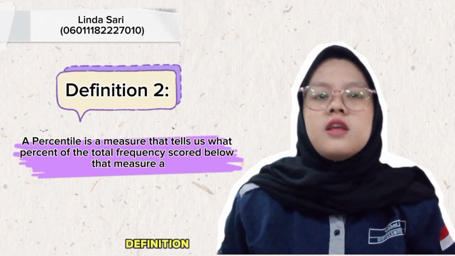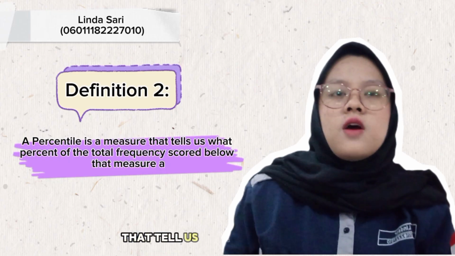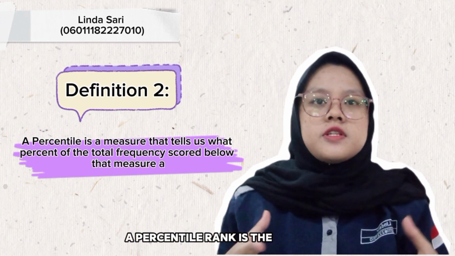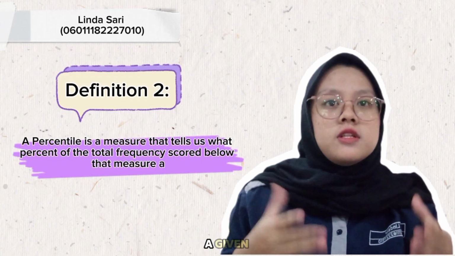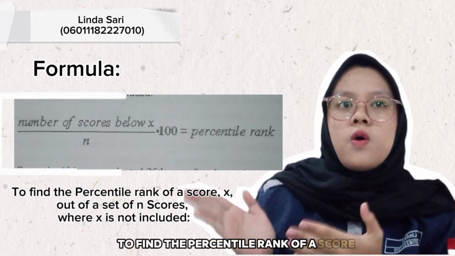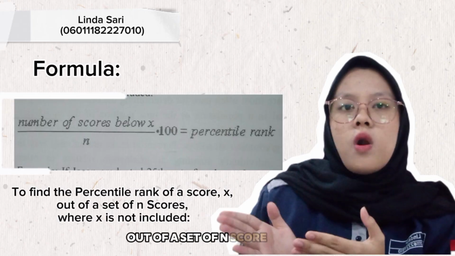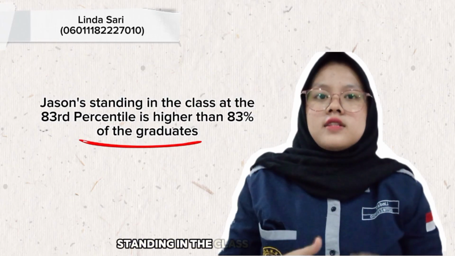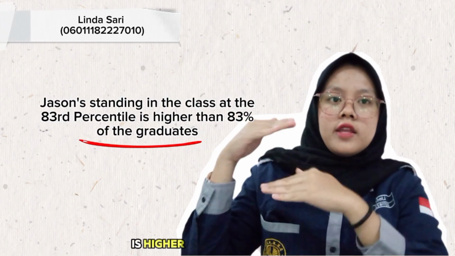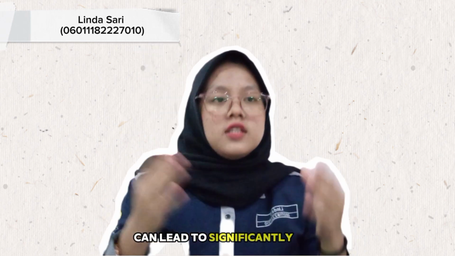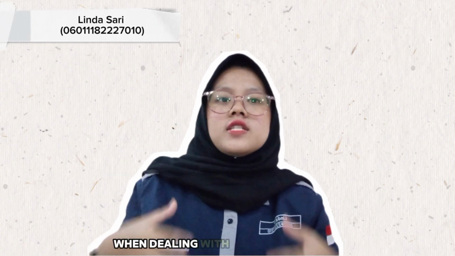Alright, the second definition: a percentile is the measure that tells us what percent of the total frequency score is below that measure. A percentile rank is the percentage of scores that fall below a given score. You can see here the formula, to find the percentile rank of a score X out of a set of n scores, where X is not included. So Jason's standing in the class at the 83rd percentile is higher than 83% of the graduates. The slight differences in these two definitions can lead to significantly different answers when dealing with small amounts of data.